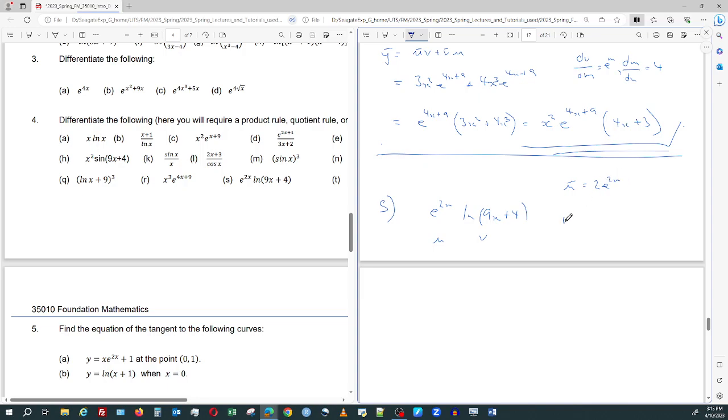Okay, v dash will be equal to... Same kind of thing. The derivative of the ln is 1 over 9x plus 4, and the derivative of 9x plus 4 is 9. So it'll be 1 over, it'll be times the derivative, so it'll be 9 over 9x plus 4.